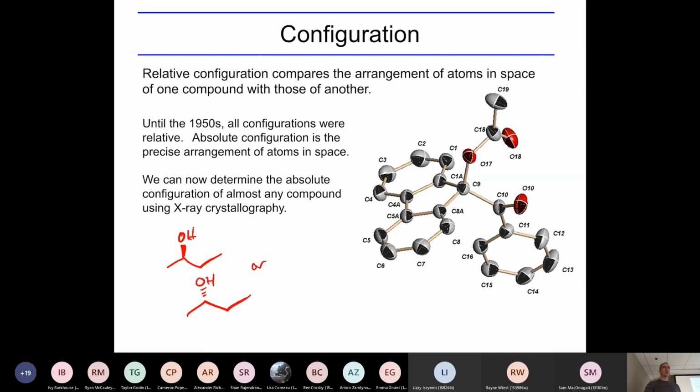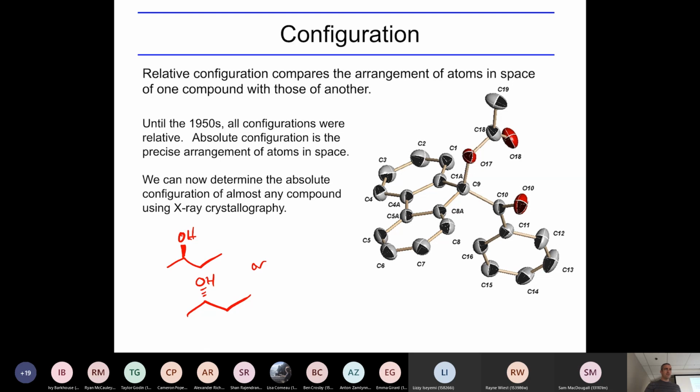You may know you have 100% of one or the other. How can you tell whether you have the one with the OH coming forward or the one with the OH going backwards? Up to the 1950s, they didn't know. It was like they knew they had one, but they couldn't tell. So they knew, for example, if they did a reaction that didn't involve the OH, they could tell if the OH changed its configuration or not.